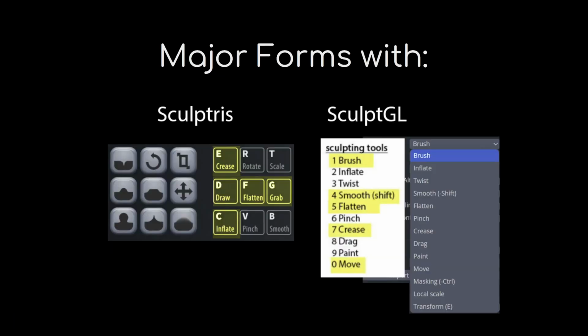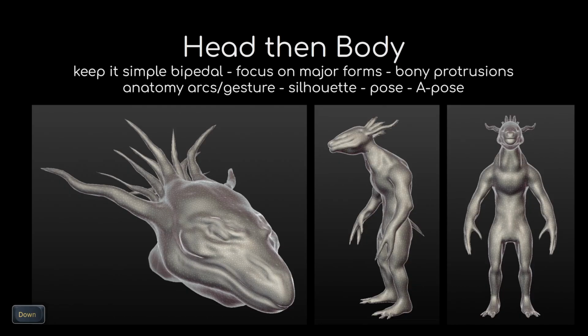So we're going to just do major forms using Sculptris. You just need the home row keys, E, R, T, D, F, G, C, V, B. And then when we get into SculptGL, you just need the 1, 4, 5, 7, and 0 brushes. So 5 tools for each. You could also add inflate, I suppose, and a couple others, but really that's all you need to use these tools. And I think the fewer brushes you use, the better. The UI bloat you find in ZBrush and Substance Painter and things like that is just kind of ridiculous.